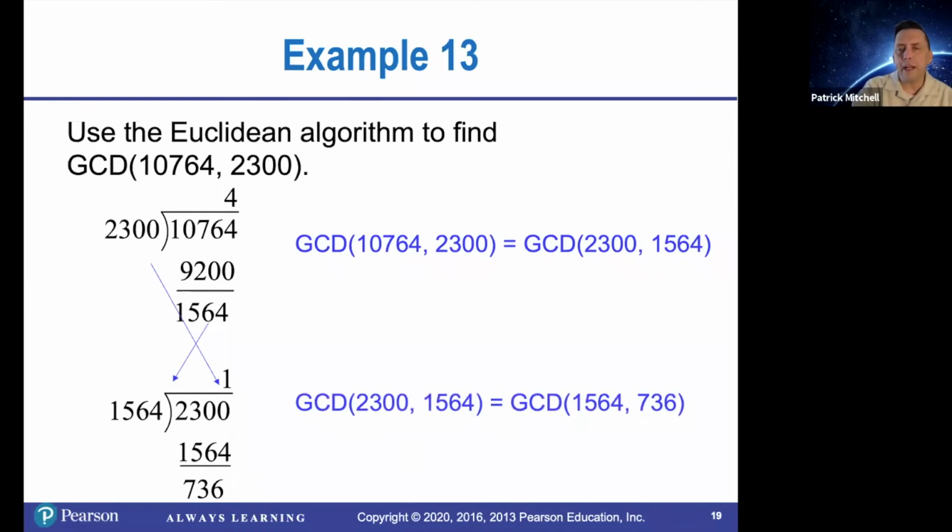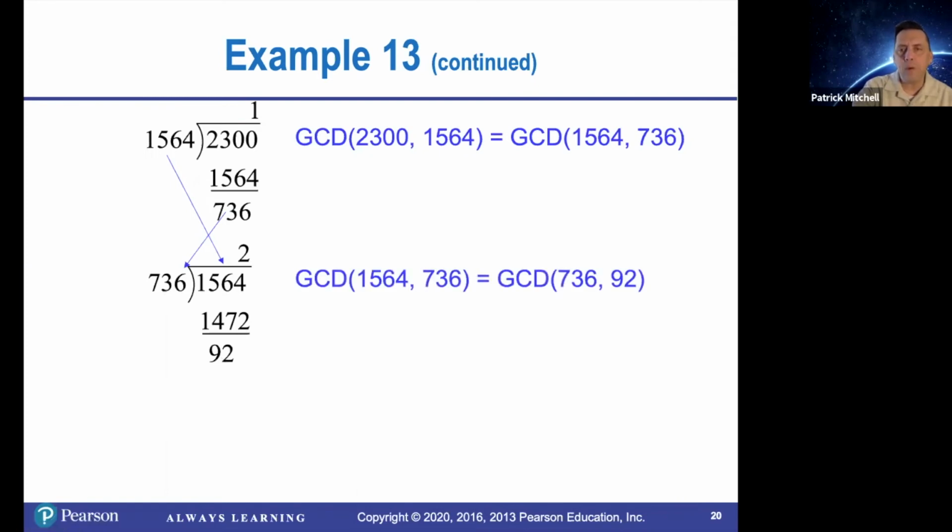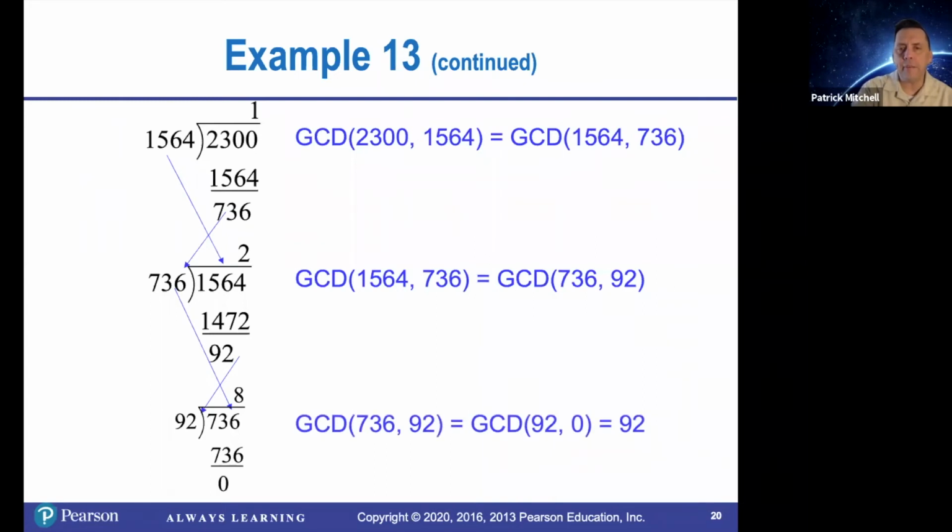So now we'll do it again. Divide 736 into 1,564. We get the remainder is 92. And so now we'll do it one more time. Dividing 736 by 92, we get the remainder is 0. That means the last divisor, which was 92, is the greatest common divisor.